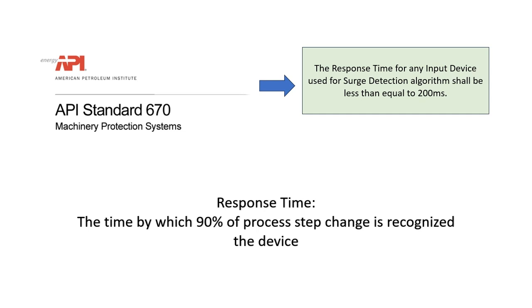Now, accuracy is less important with respect to the anti-surge detection system. Repeatability is more important. In the case of the anti-surge control system, however, the accuracy plays a major role.